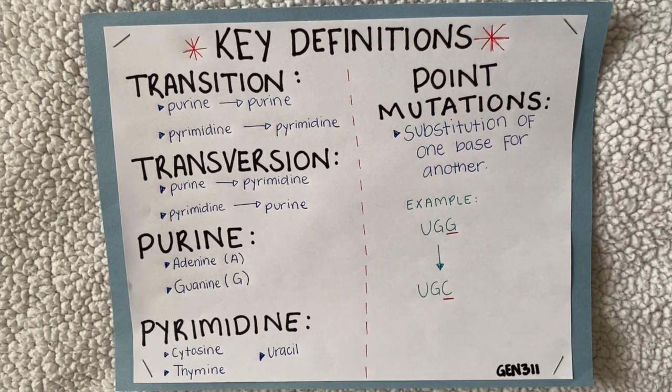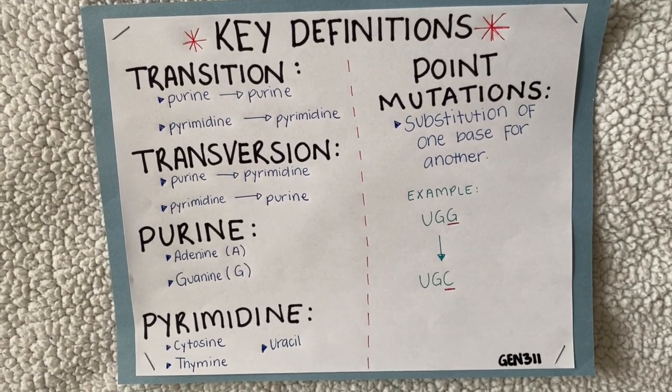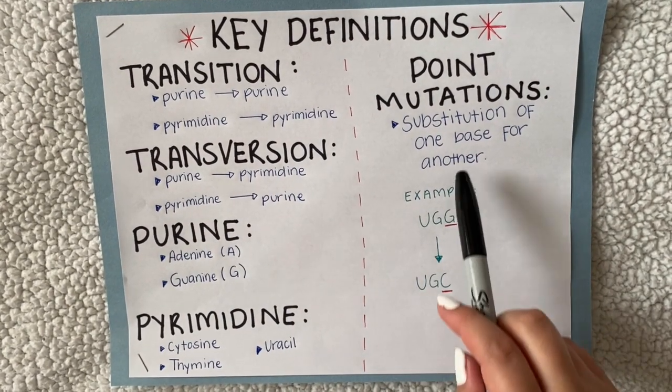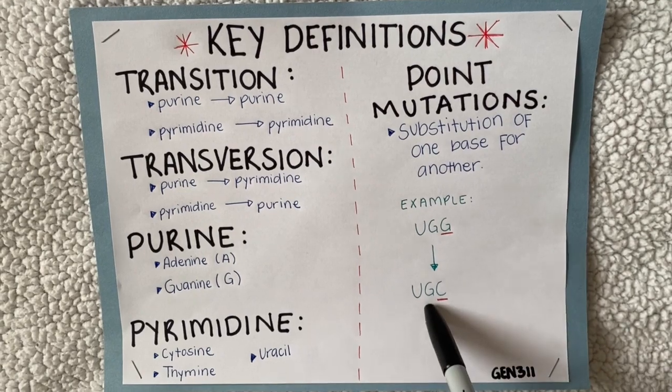Hello, today we'll be talking about point mutations and the several effects they have at the protein level. First, let's start off with some key definitions. A point mutation is the substitution of one base for another.